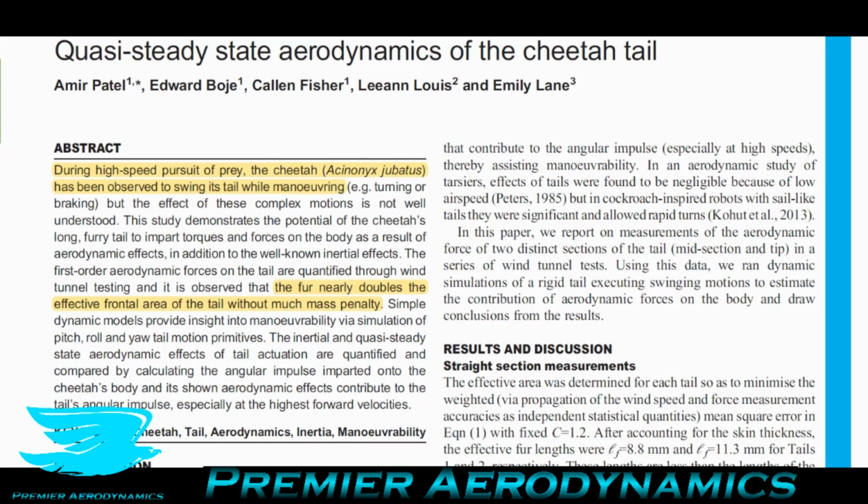They also say in the abstract that the fur nearly doubles the effective frontal area of the tail without much mass penalty. And that right there is a dead giveaway that it is something to do with aerodynamics, because when it comes to moving direction, you don't really want to have so much mass away from your center of gravity. The more mass you have away from your center of gravity, the harder it is to turn. You have a high second moment of inertia, and then you need more torque to turn the same amount at the same rate. So having a greater frontal area, you can then increase the aerodynamic forces on the object without much of a mass penalty. So then you can still get that aerodynamic advantage without those inertial disadvantages.